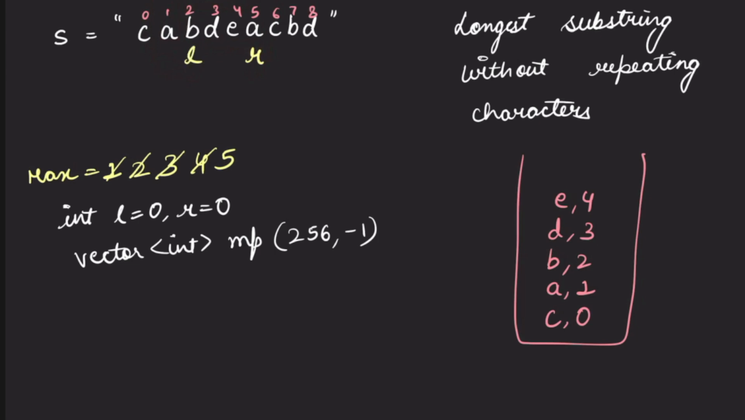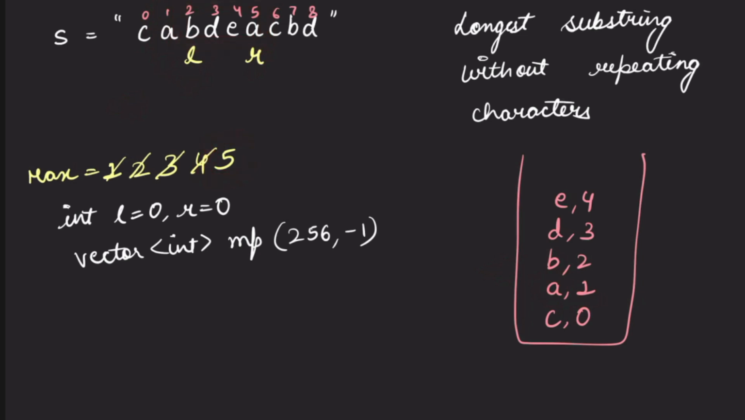And how will you know that you need to move your left variable to B? Because in the map corresponding to A, we had stored its index, which was 1, meaning A had appeared at index 1. So you will move your variable L to this index plus 1. That is the next character, right? So now your substring will be this much and its length is 4. And in our maxi, we already have 5. So we won't update it.